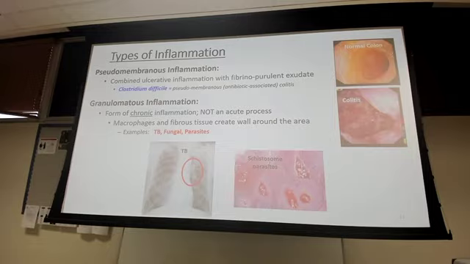And then finally we have granulomatous inflammation. And now this is not an acute inflammation, it's a chronic inflammation. Because I told you, TB, right? TB is one of those things that we can't get rid of. And so if we can't get rid of it, our body's going to do the next best thing and create this wall around it. So you're going to see this a lot in TB patients. You may see it in parasites as well because parasites can sometimes be hard to kill.